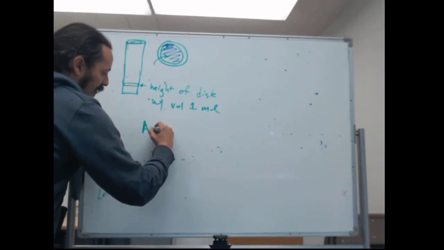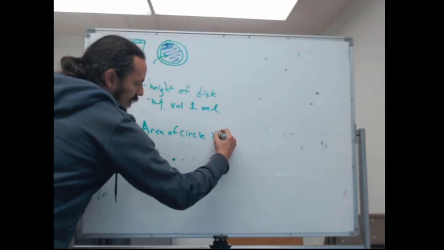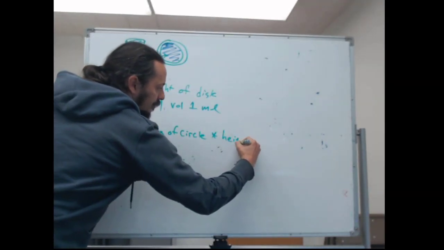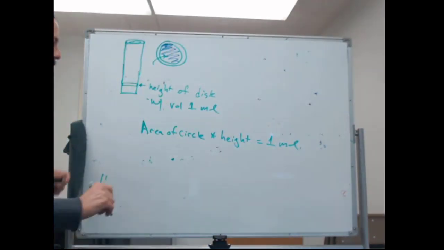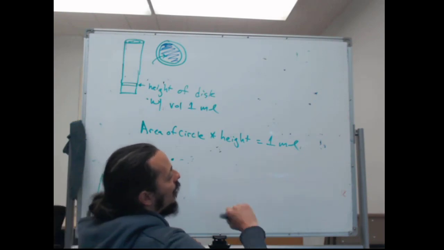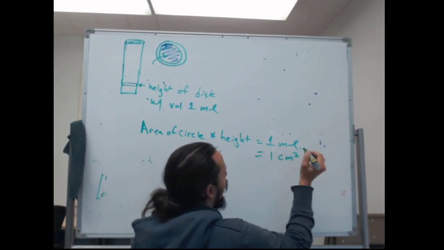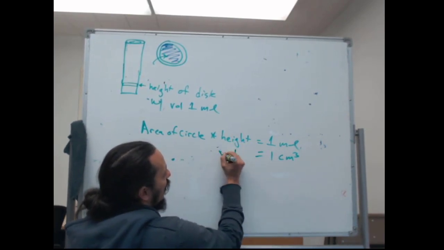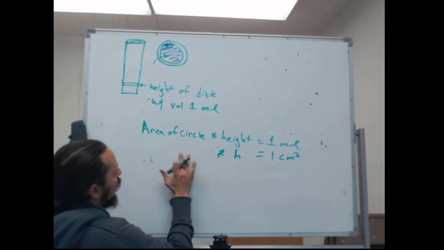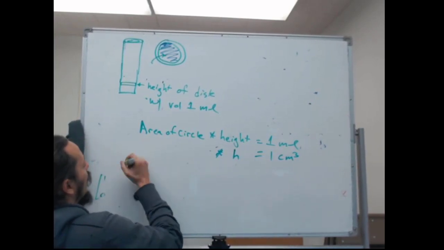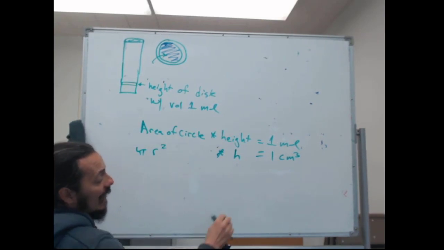So the concept we're going to use is the area of the circle times the height of the disc will give us our volume of 1 milliliter. Now, we're going to use the definition of 1 milliliter as 1 centimeter cubed. Our height is our unknown, and the area of the circle is pi r squared.